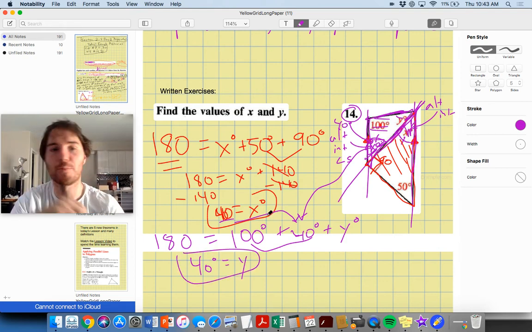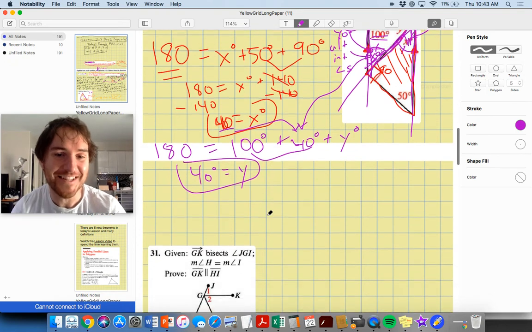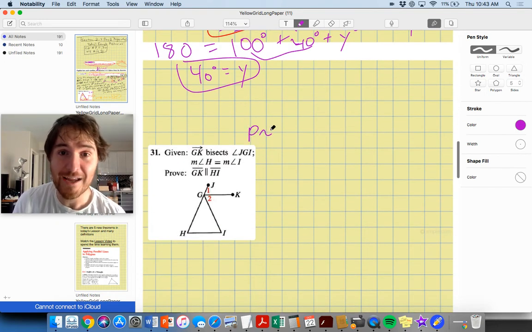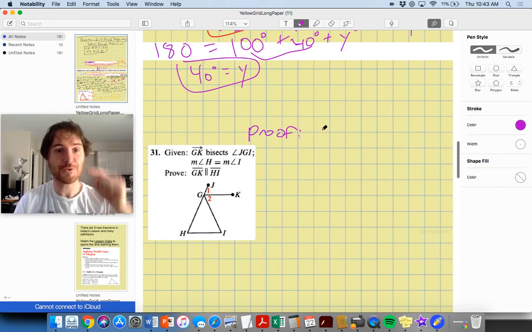Good little puzzle. I think people like those problems when they get them at least. All right, people love these problems right here. We got a proof, my friends. That's right, it's a proof.